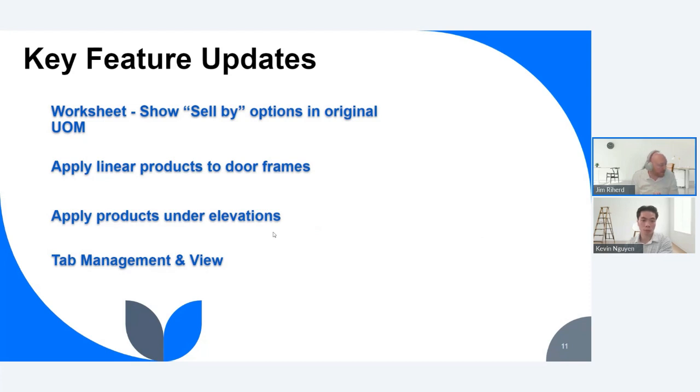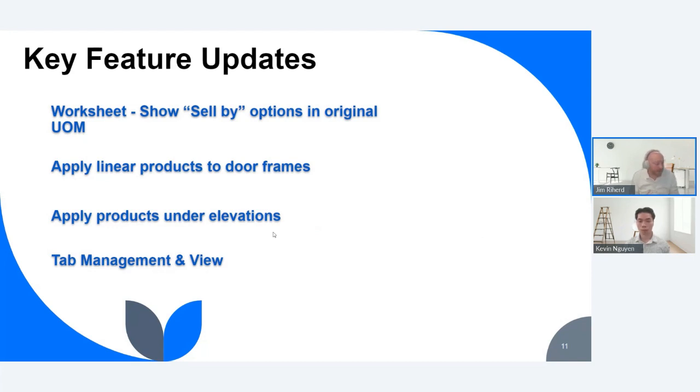We've added a new option in the worksheet to allow the original unit of measure to be shown in the worksheet, which essentially means the sell by option, which is most commonly sell by box. Most times when you're ordering tile, it's usually by square foot, not by the box. You might not even know what the box amount is yet, but you might need to use the by box as more of an estimating setting. So now you have the option to toggle that. We'll be adding a default setting in the next update, so you can just set it and forget it.